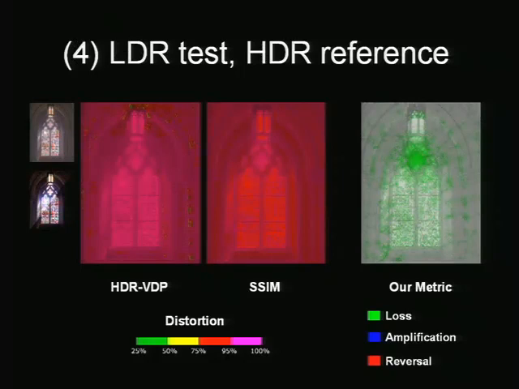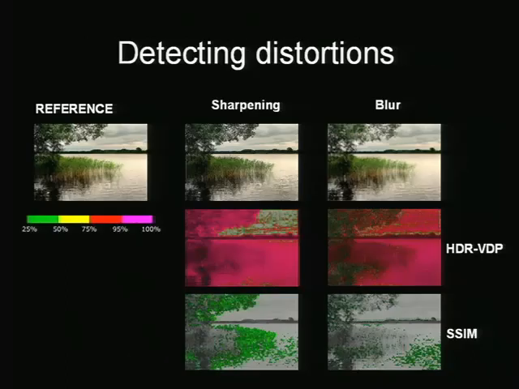Similarly, in the case where the test image is LDR and the reference is HDR, our metric reports an overall loss of contrast because this time around the test image has lower dynamic range. And likewise, the distortions in the blurred regions are still visible. Another advantage of our metric is that we do not only detect the existence of distortions, but we also detect their type.